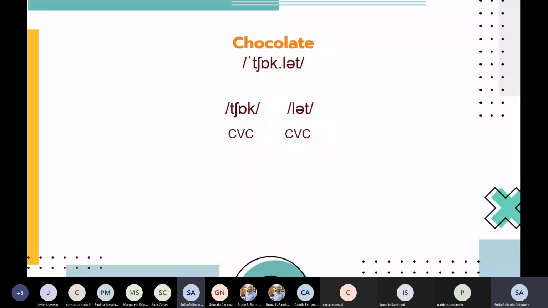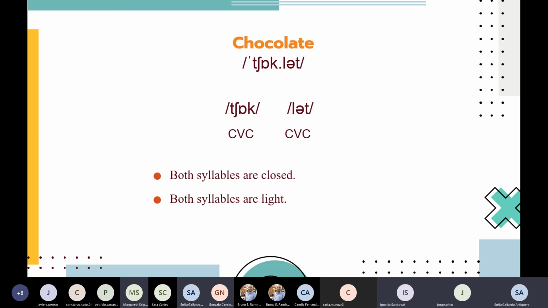Now, both syllables are closed. Do you know what closed and open syllables are? If you don't know, it's okay. We will review it, but in case anyone knows. The form of your mouth to produce the sound? Okay, Jorge, we will see. Karen, can you say something? Yes, closed syllables end in consonant and open syllables end in vowel sound. Great, okay. We will check it.